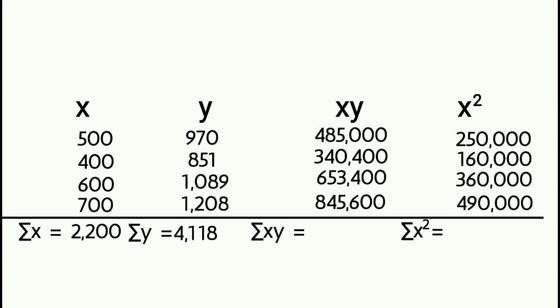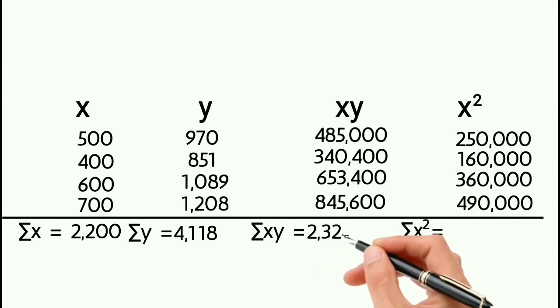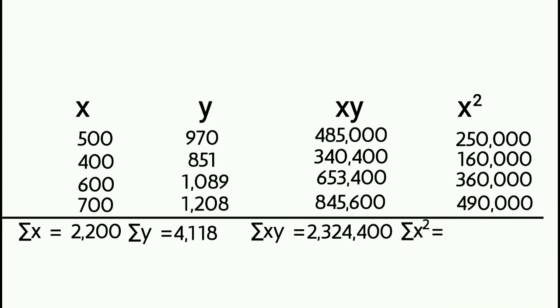Next, summation of XY, 485,000 plus 340,400 plus 653,400 plus 845,600. The summation of XY is equal to 2,324,400.